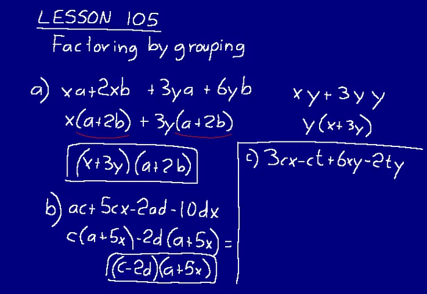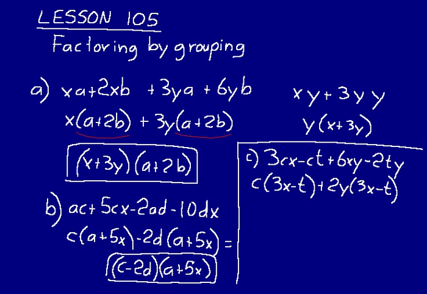Let's go ahead and do one more. Let's factor this out by grouping. And so let's group that first pair together and see a common factor there. They have a c in common, so we'll factor that out: c times 3x minus t. And then look at the second pair. They have a y in common, and they also have a 2. So we'll say plus 2y times 3x minus t.